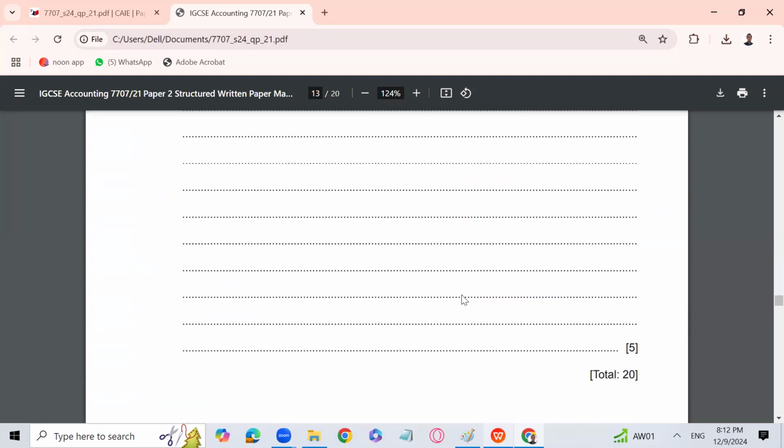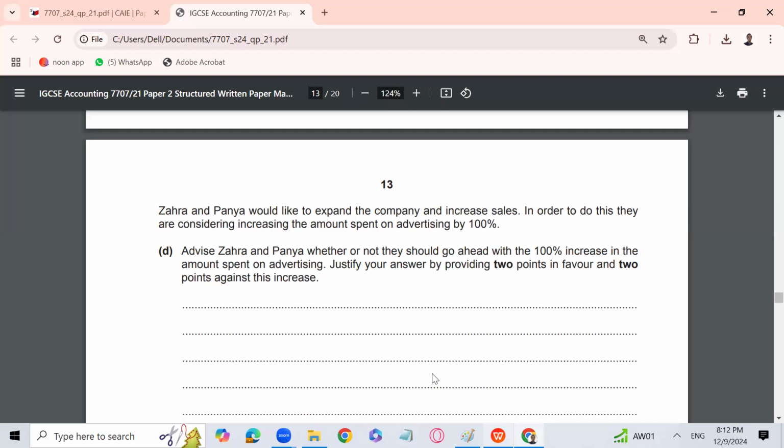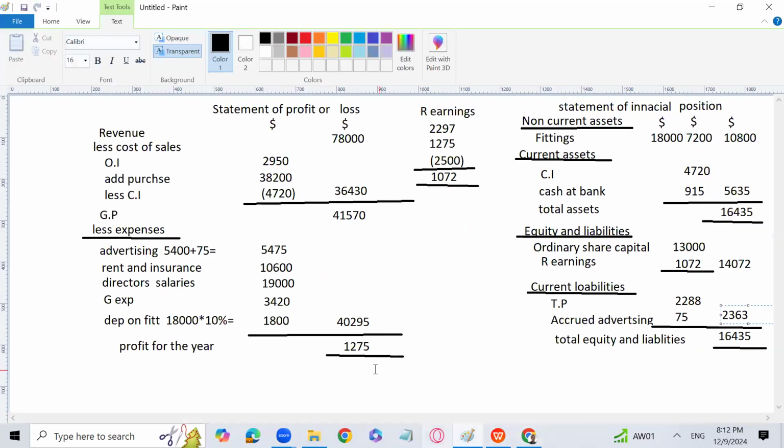We are paying 5,475 for advertising. And if you talk about our profit, profit is 1,275. So you can easily assess that if advertising expense is going to increase, we can go towards a loss, because the profit for the year is already not that high, though our gross profit is much higher than the profit for the year.